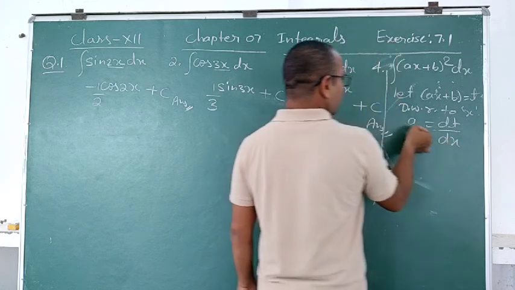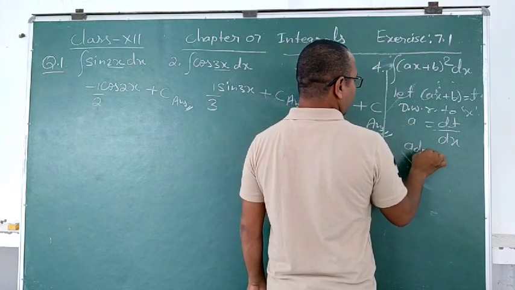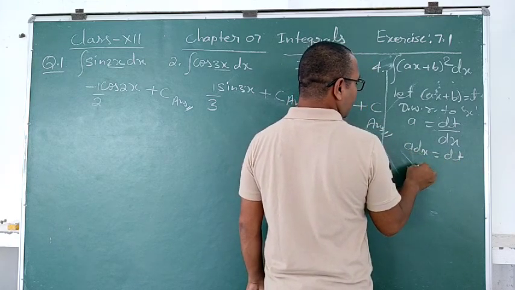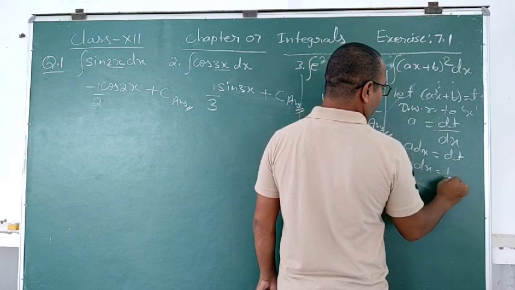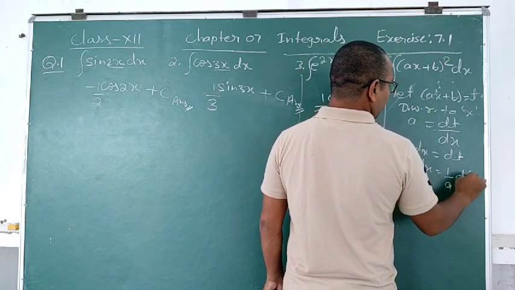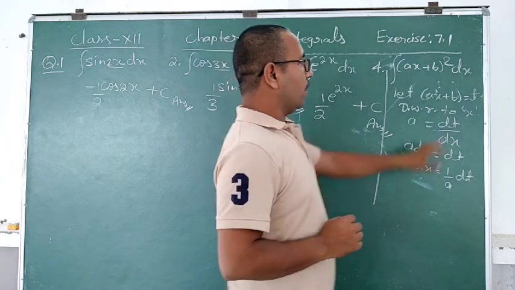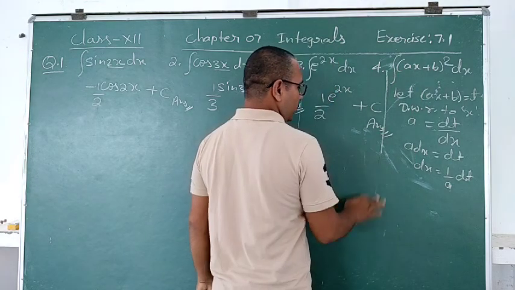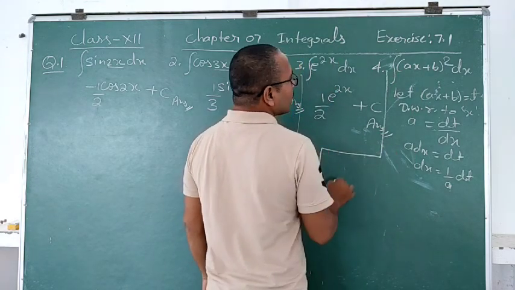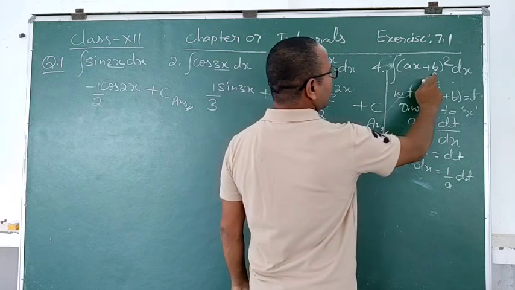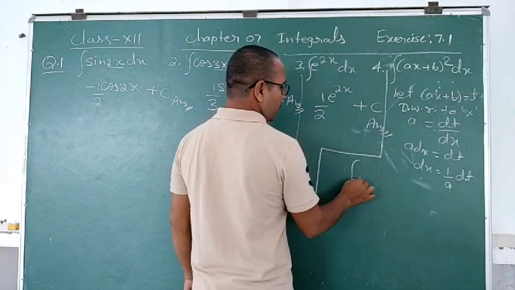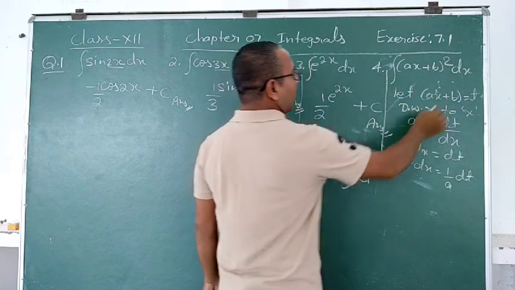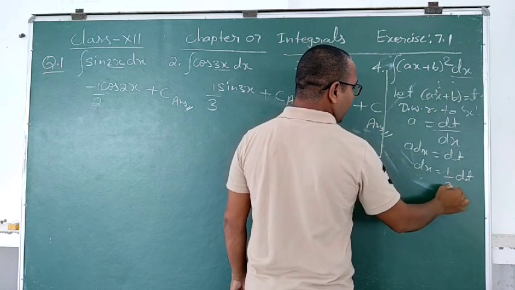Now you can do cross multiplication. So what you will get here? a dx is equal to dt. If you want to find the value of dx only, dx is equal to 1 by a dt. So we have got the value of dx from here. Now we have to integrate. We use the integral here. ax plus b, its value is t, so we will put t here. Whole square is here, so you will get t square. And the value of dx is 1 by a dt.